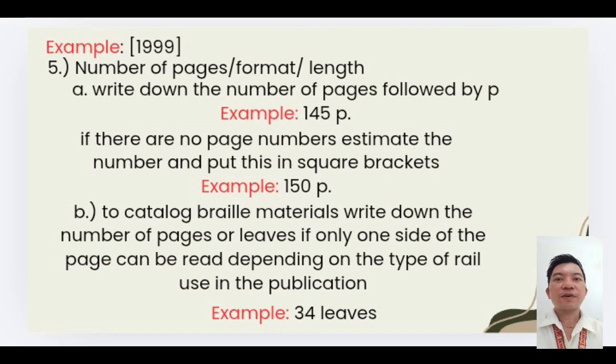Number 5, the number of pages, format, or length. Letter A: write down the number of pages followed by p. Below is the example: 145 p. If there are no page numbers, estimate the number and put it in square brackets. Below are the given examples. Letter B: to catalog braille materials, write down the number of pages, or leaves if only one side of the page can be read, depending on the type of braille used in the publication. For example, 34 leaves.